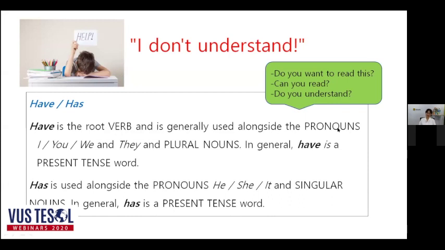Phew. Very long, difficult, right? And you don't really want to read this. And even though you read this, you don't understand, right? Boring, yes.